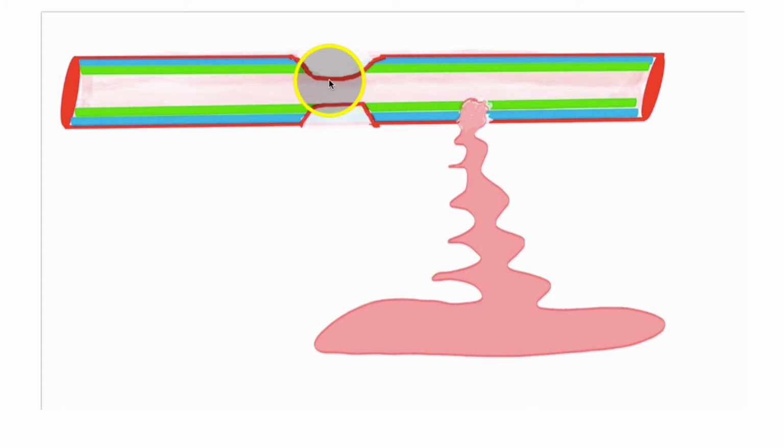But by vasoconstricting this area, we have decreased the volume of this blood vessel, and by decreasing the volume, we've increased the pressure, which decreases blood flow through this area.